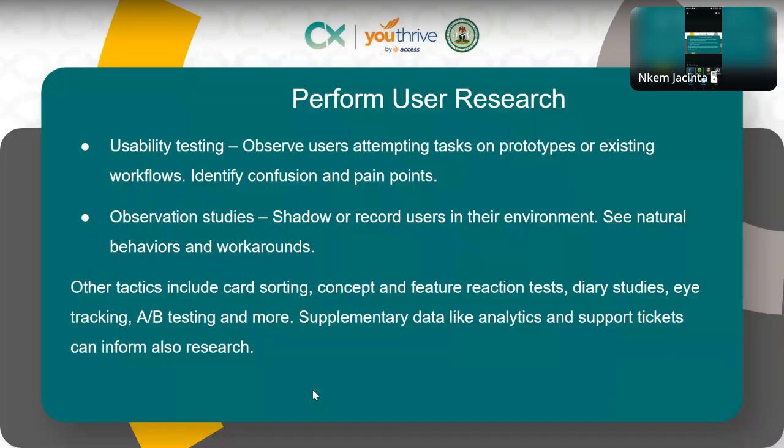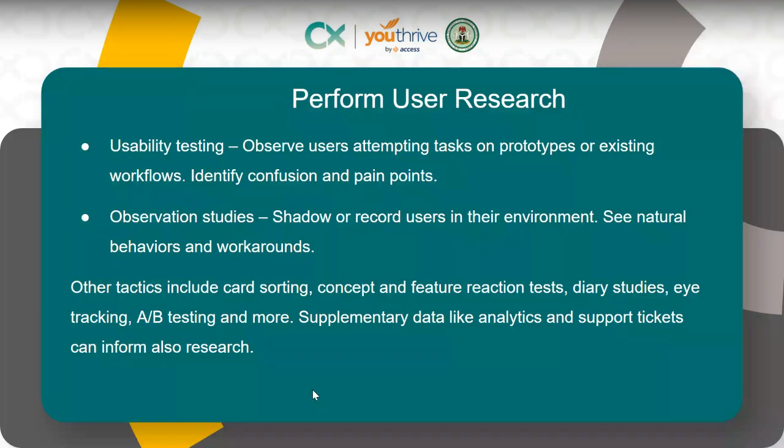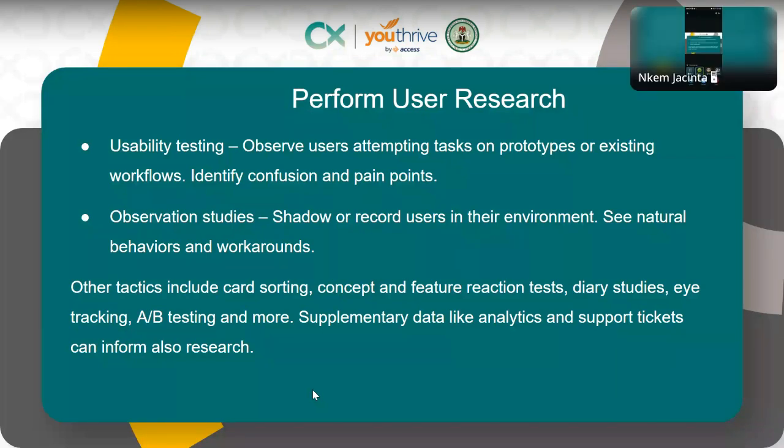So you ask them to carry out a task on your MVP, and you see if they're able to do that on their own without you interfering or guiding them through. That's how you also do your observation study. Other tactics include card sorting, and concept and feature reaction tests. I think this one is also still based on the observation study. This concept and feature reaction test also falls in that category.